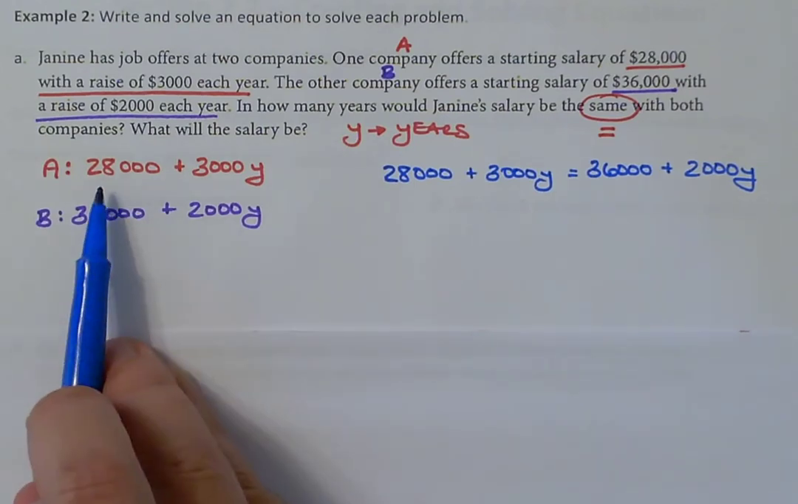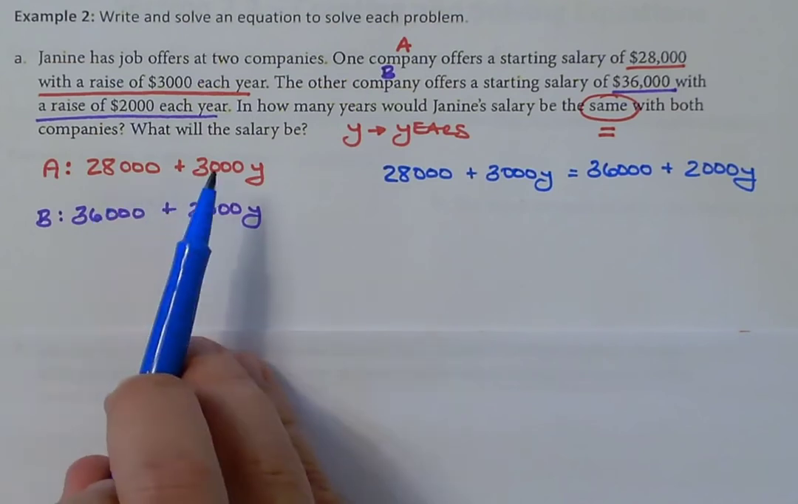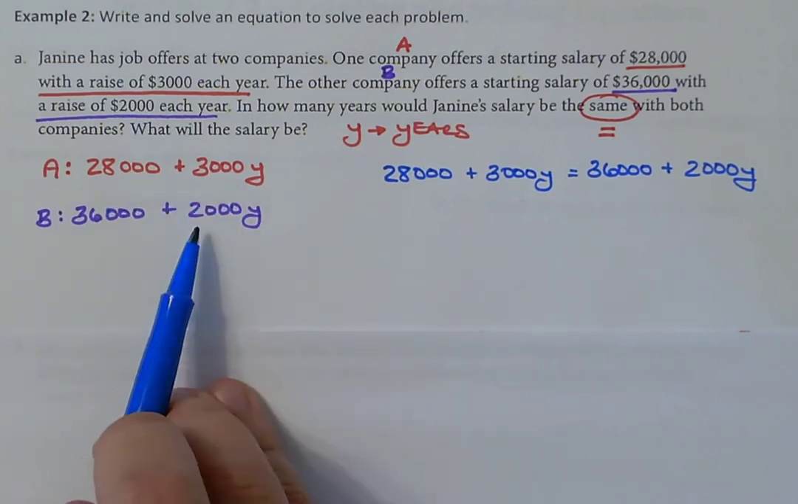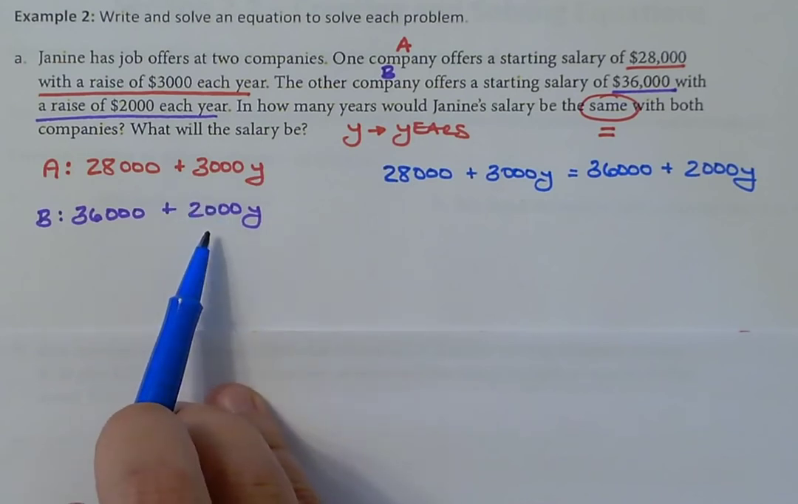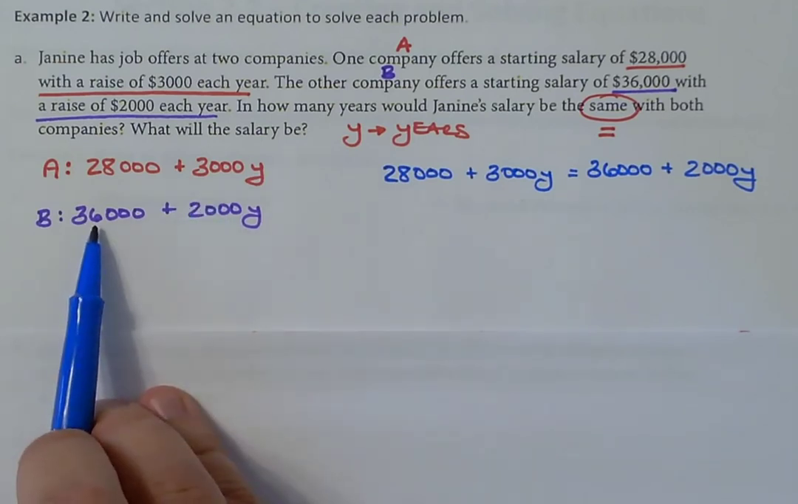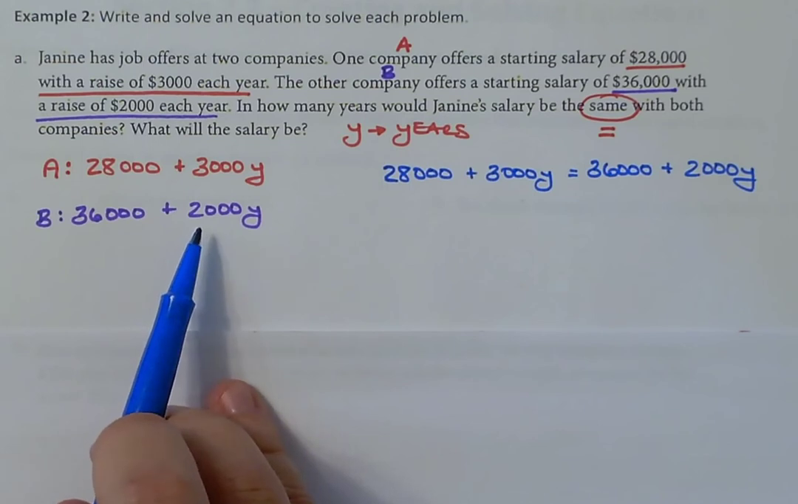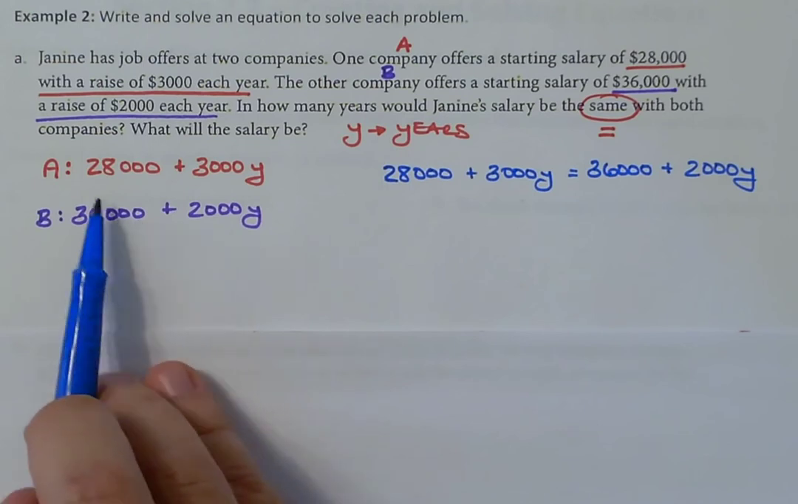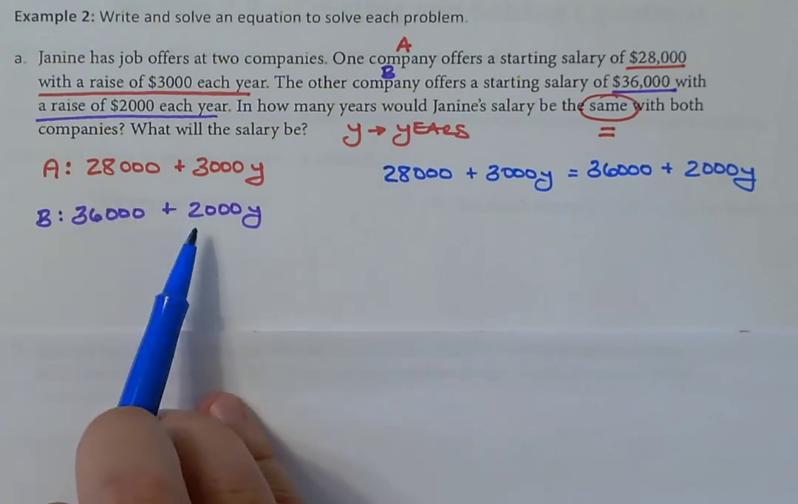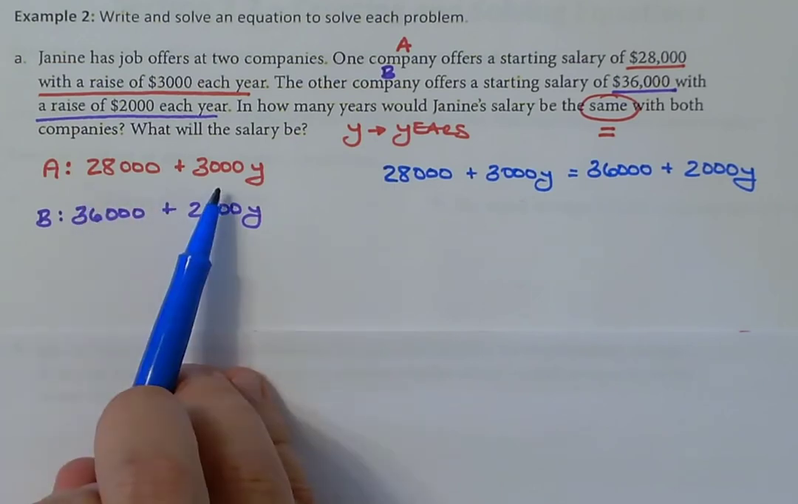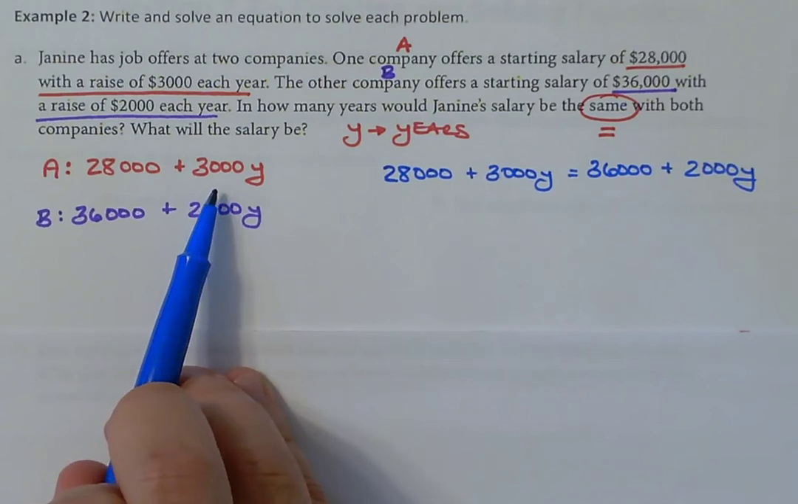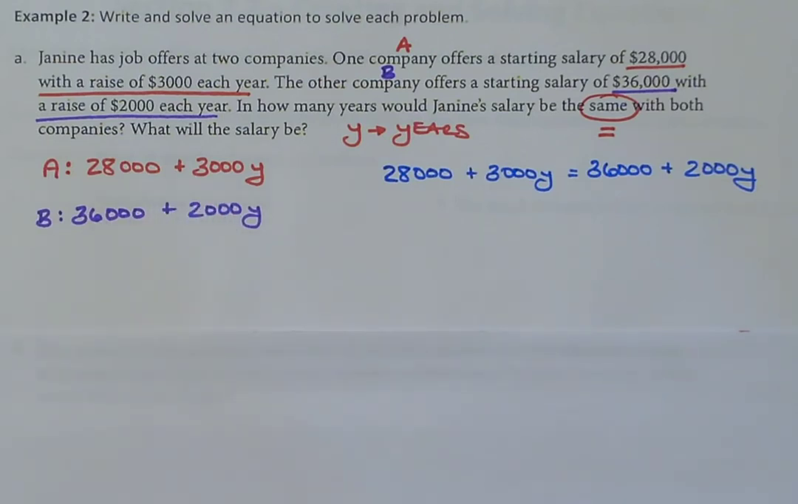Okay, company A starts at a lower amount, but if you compare the raises, they provide a raise that's larger every year than you get for company B. So for B, you start out with more money, but you get less of a raise every year. What this means is initially you will get more money from B, but eventually from A, you will end up making more money after a certain amount of time, and that's what we're going to figure out.